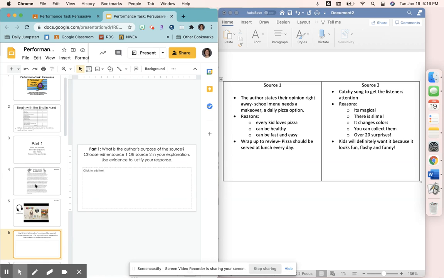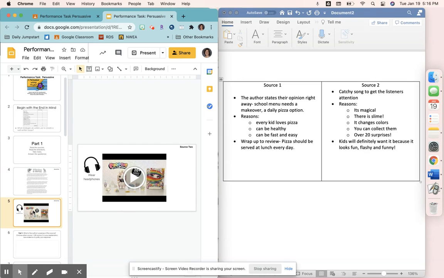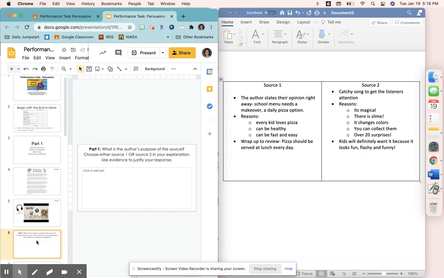So after you have had time to read the article about pizza and watch the ad about Poopsie, hopefully you took a preview look at the question. What is the author's purpose of the source? Choose either source 1 or source 2 in your explanation. Use evidence to justify your response. So when I saw this part about the author's purpose, I wanted to think, what were they persuading about? What were their strategies to make me want to do the pizza thing or do the Poopsie thing?